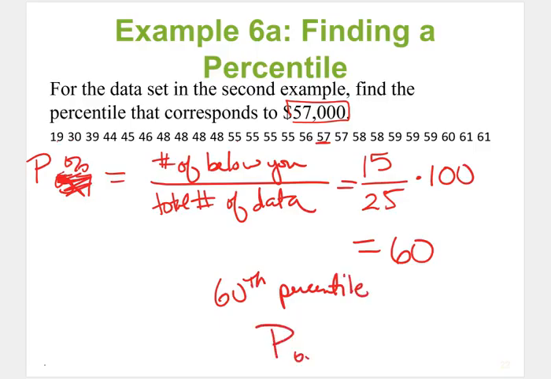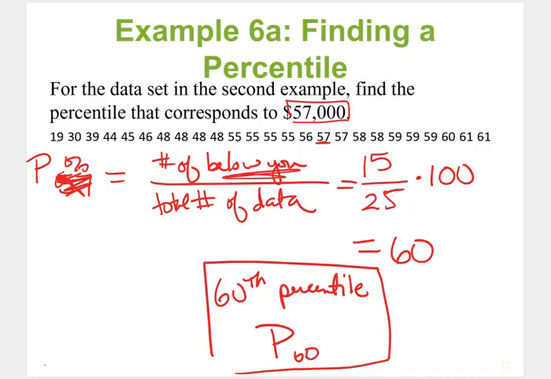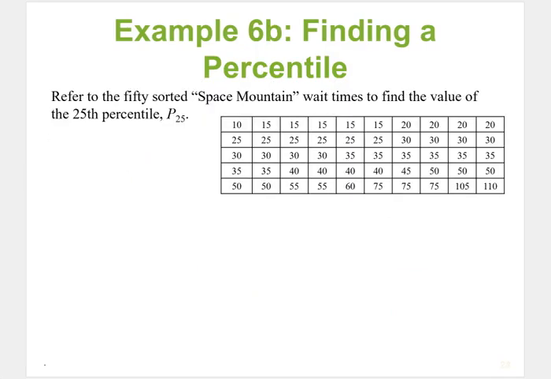So P sub 60, sorry, didn't mean to get that wrong. All right, so again, number of data points below you, and that's very important. A lot of students forget that they have to be the number of data points below you, not including you, below you.